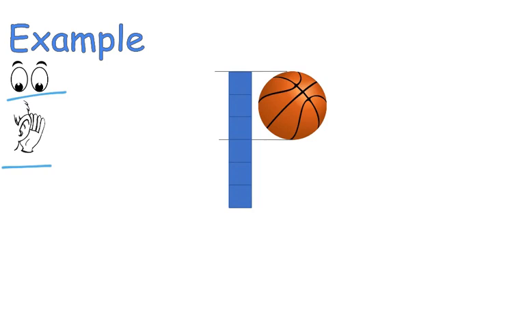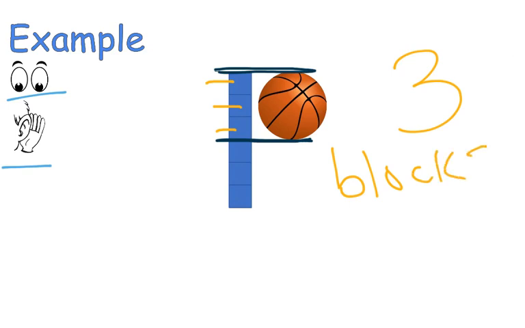So now I want to see how long this basketball is. So you have to line up the end of the basketball with the end of our measuring tool, like this. And then we're going to look to see where the end of the basketball lands on our tool here. So I can see that the basketball is 1, 2, 3, 3 blocks or squares long.